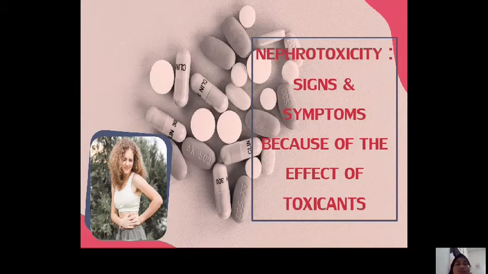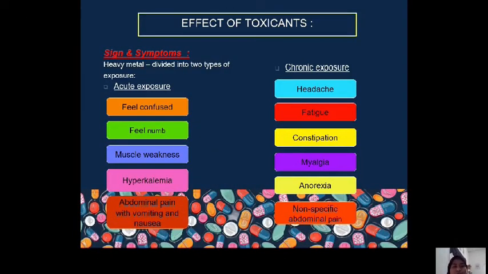So today I would like to present to you about the signs and symptoms because of the effect of toxicant in nephrotoxicity. As we all know, nephrotoxicity is a rapid deterioration of kidney function that can cause kidney damage due to the toxin effect of medication and chemicals. Basically, when our kidney is damaged, our body is unable to get rid of the excess urine and waste product. So this is very harmful and not good for our body.